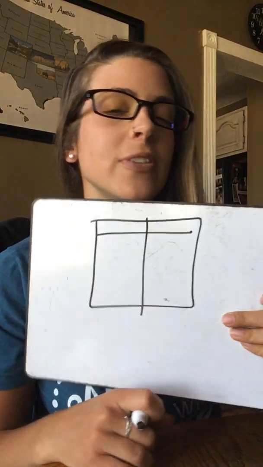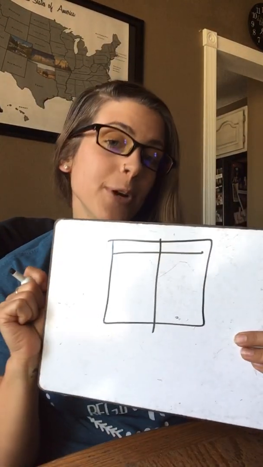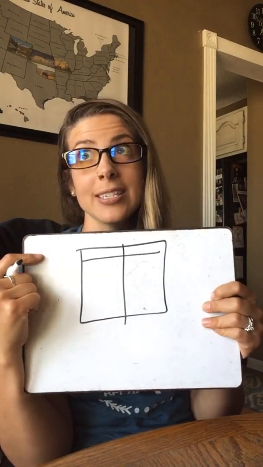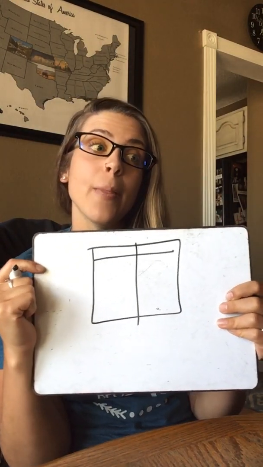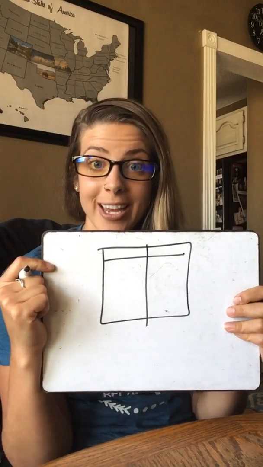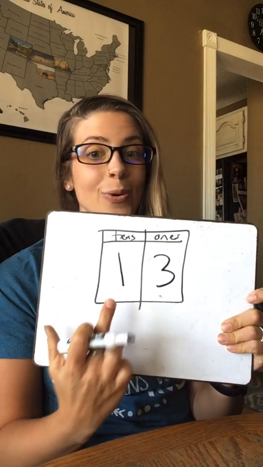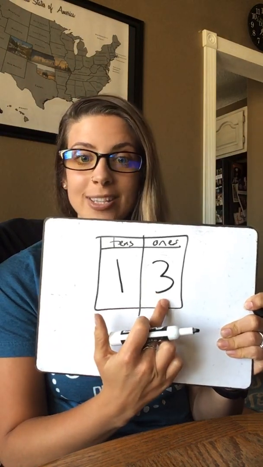So the first one, let's start with an easy one. What's my number? I'm thinking of a number that has 1 in the tens place and 3 in the ones place. I'm going to show in 3, 2, 1. 13. I hope that's what you got too. 1 in the tens place, 3 in the ones place.